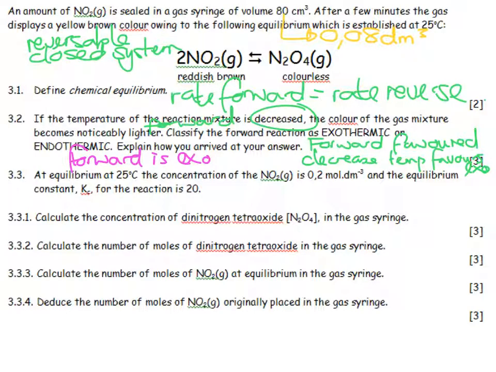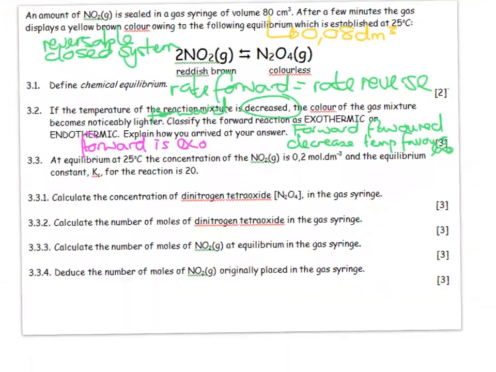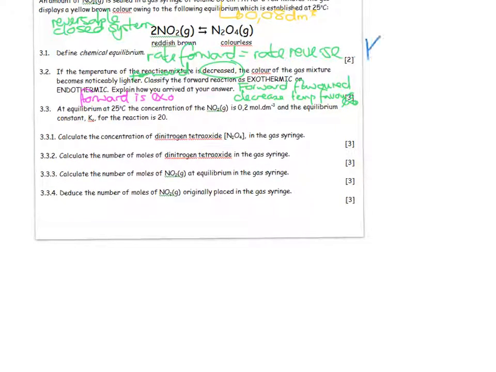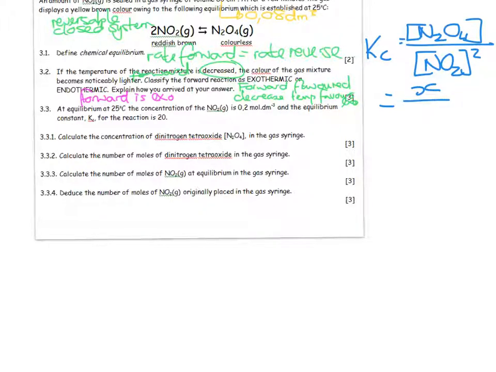So we're now going to say that Kc is equal to the concentration of products over the concentration of reactants. The concentration of products is, I don't know. The concentration of reactants was 0,2. They gave that to me, and I have to square it, and that is all equal to 20. Therefore X, which is the concentration of N2O4, is 0,8 moles per cubic decimeter.